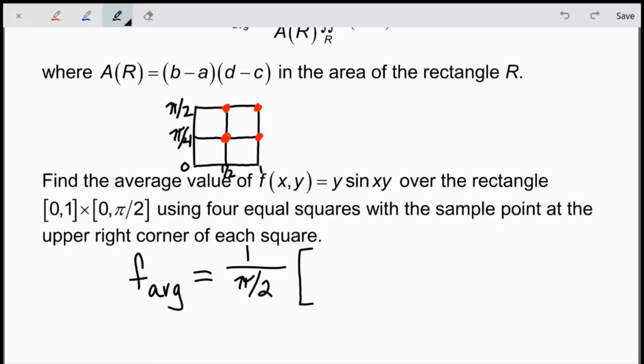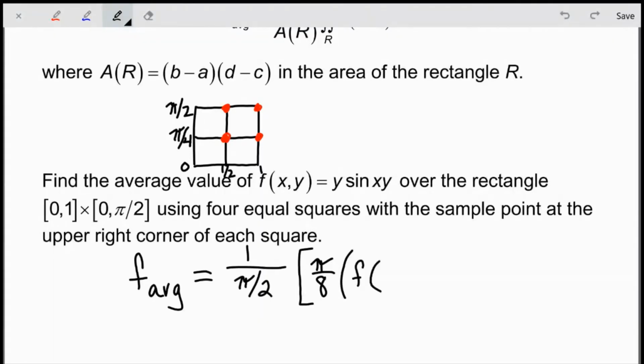And that's what I'm going to do here. So the area of each square is essentially 1/2 times pi over 4, so that would give me pi over 8. Okay, so that's the base area for each rectangular prism. And now I'm going to multiply by the sum of all of my sample function points.